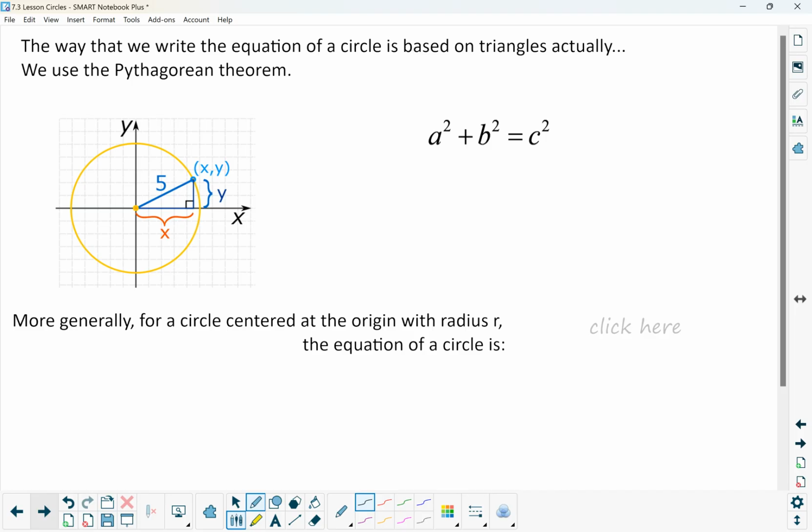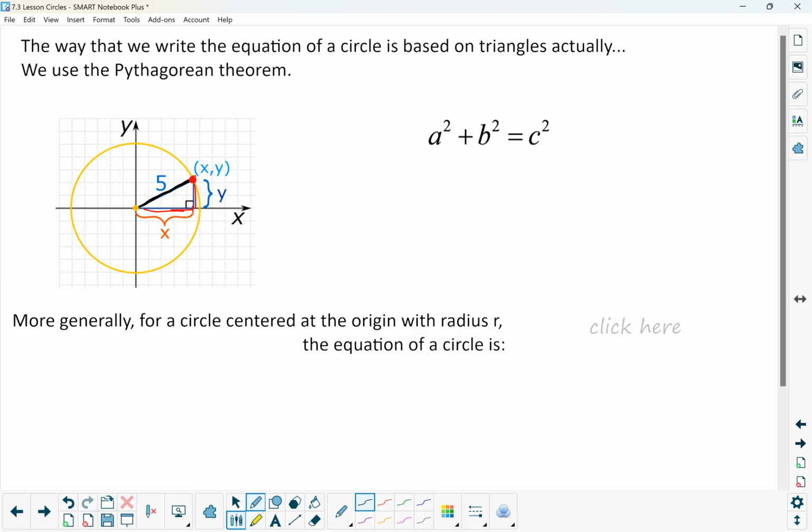So the way that we write the equation for a circle is actually based on triangles. It's sort of the Pythagorean theorem. So we know that that fixed distance away from the center stays the same. That's going to be the hypotenuse of the right triangle that you can see there. And every single point on the edge of the circle, every single ordered pair x and y, we can think about the x and the y as the legs of that right triangle.